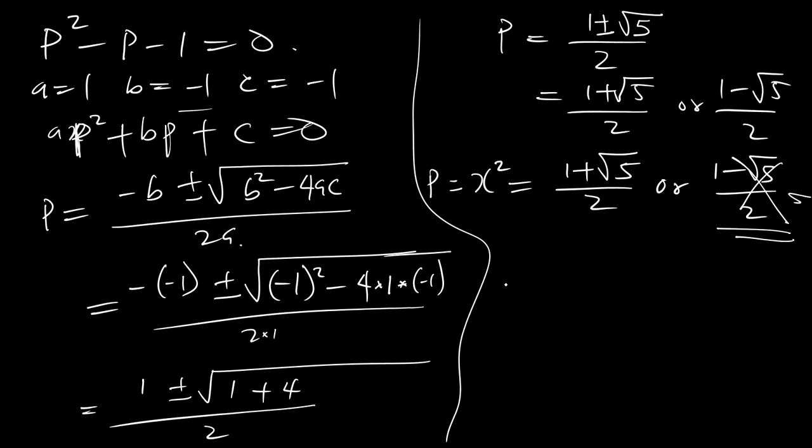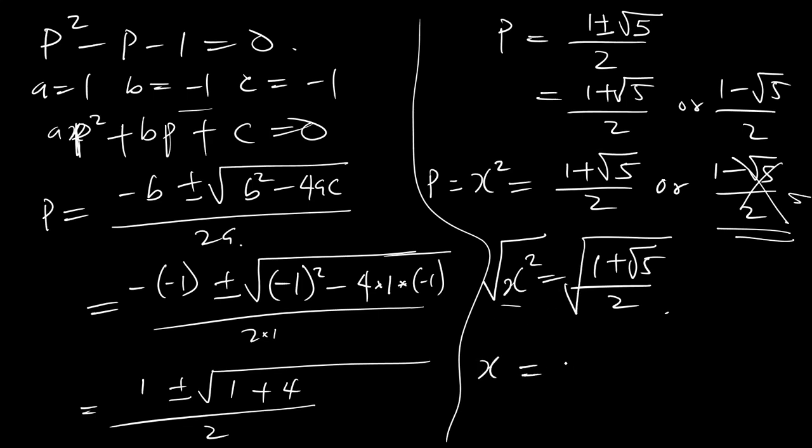So x squared now is equal to 1 plus the square root of 5 divided by 2. Taking the square root of both sides, you now have x to be plus or minus the square root of 1 plus the square root of 5 divided by 2. So this is the final answer.